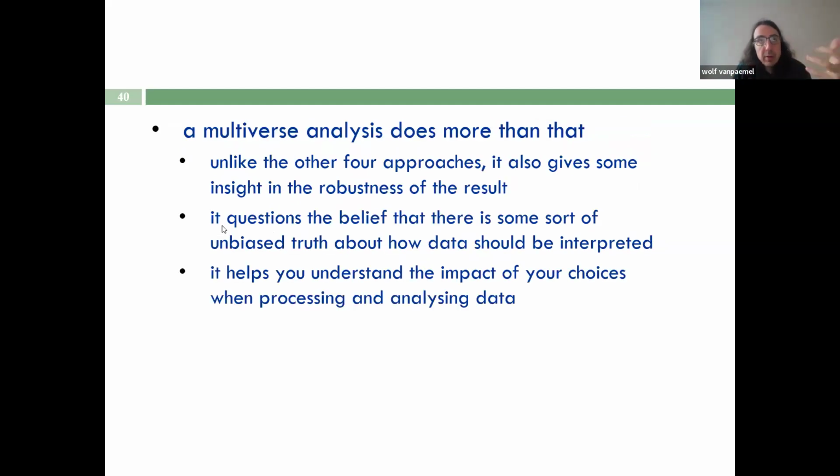But I think an advantage of the multiverse, although it doesn't work perfectly as a killer of researcher degrees of freedom, is that it does more than that. I introduced it now as a way to deal with the researcher degrees of freedom, but it also does things that the other 4 approaches, pre-registration, standardization, and so on, don't do. It also gives you some insight into the robustness of the results, and it starts from questioning the belief that there is some truth about how data should be interpreted.